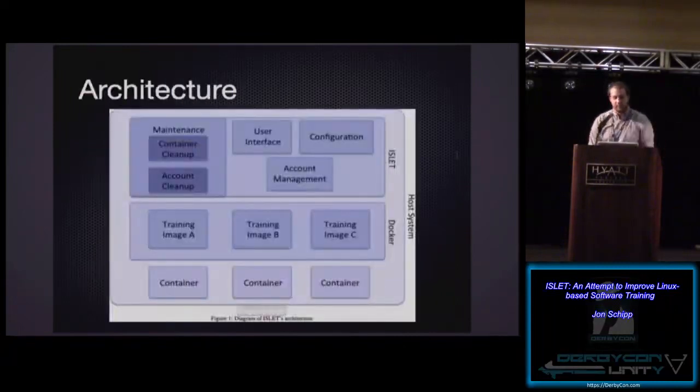So the architecture looks kind of like this. You have the host system, which is the largest block, and then in between you have the ISLET block, which handles the user interface, the account management, and the configuration, as well as some cleanup. So that when a conference event is over, you want the user accounts and information automatically cleaned up, you want their containers gone, etc. And then you have the Docker component, which ISLET makes calls to. Docker is the one that pretty much does all the work. So ISLET's just like a front end for it, essentially.